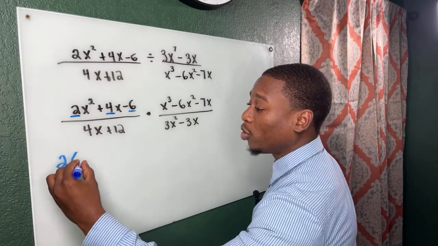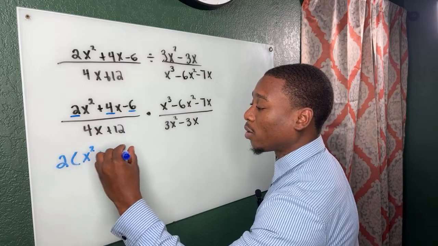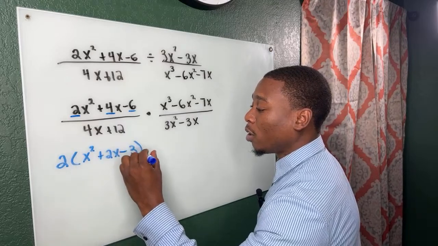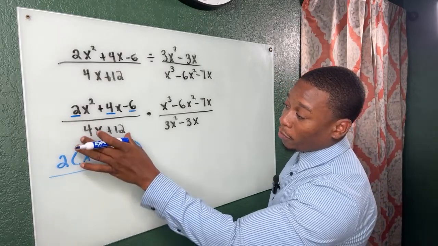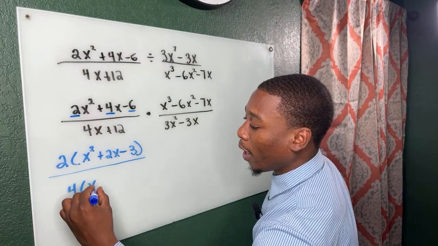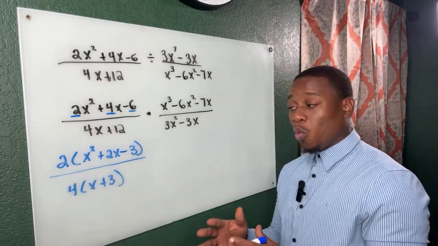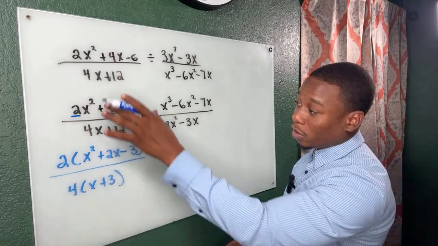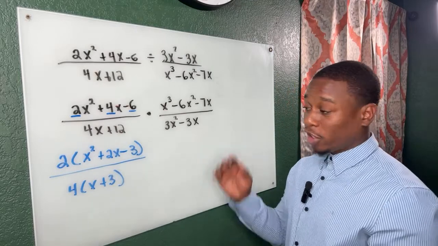So when I pull my 2 out, I'm left with x squared plus 2x minus 3. So that's the first thing we did. Then we're going to go to the bottom. If I pull out a 4, we're going to be left with x plus 3. All right. And then I'm going to go one more step. I'm just going to simplify this whole side, and then we'll go to the other fraction.